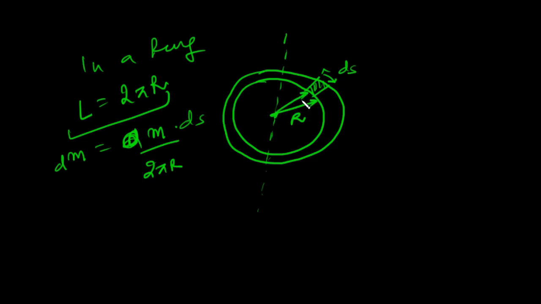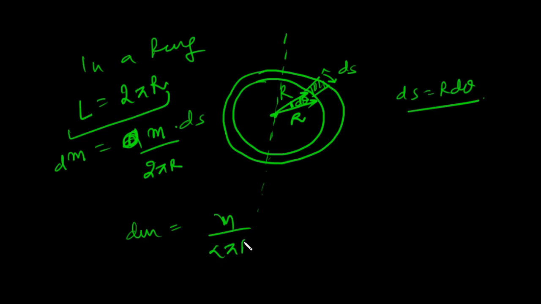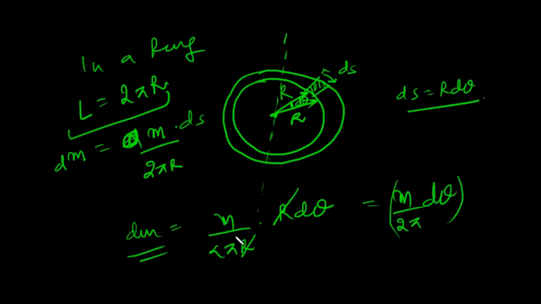Say ds makes an angle. This angle is d theta. So in circular motion, I already told you ds was r d theta. So we just put the value of ds over here. We have dm equal to m divided by 2 pi r times r d theta. The r gets cancelled. So we have m divided by 2 pi times d theta. Alright. So this is dm. Now I want to calculate the infinitesimal moment of inertia, which is dI of the dm. Since this is the ring and this mass is at a distance r from the center.